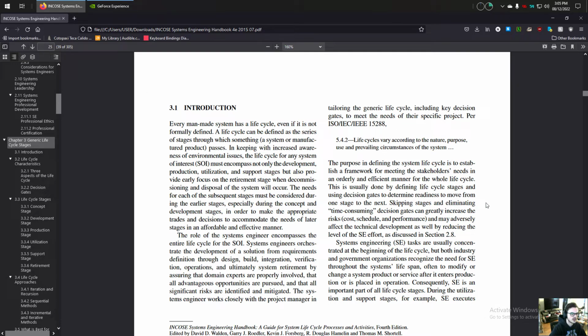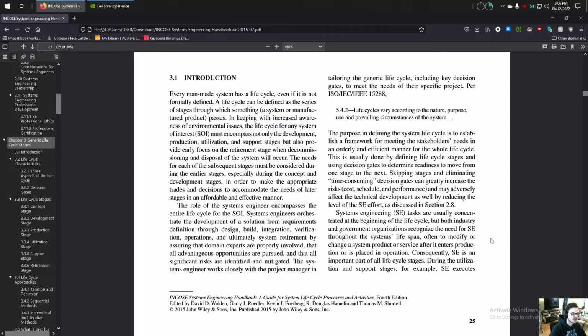Skipping stages and eliminating time-consuming decision gates can greatly increase the risks, cost, schedule, and performance, and may adversely affect the technical development as well by reducing the level of the systems engineering effort, as discussed in Section 2.8.